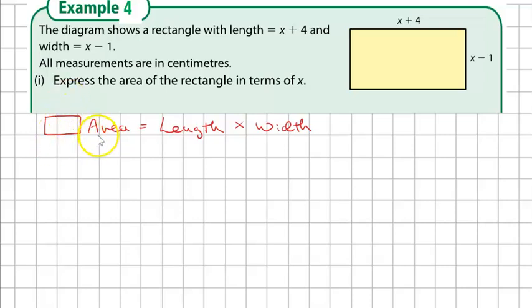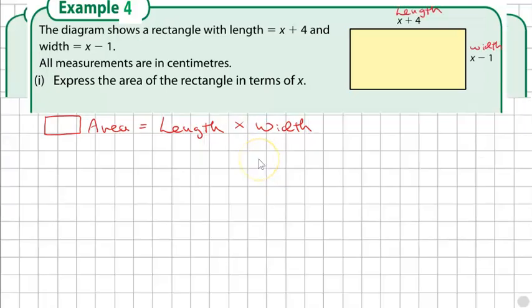So the area of a rectangle formula is length multiplied by width. This is not in your formula book. You have to know this off by heart. So we know that x plus 4 is the length. We were told that in the question. And we know that x minus 1 is the width. We were told that in the question as well.